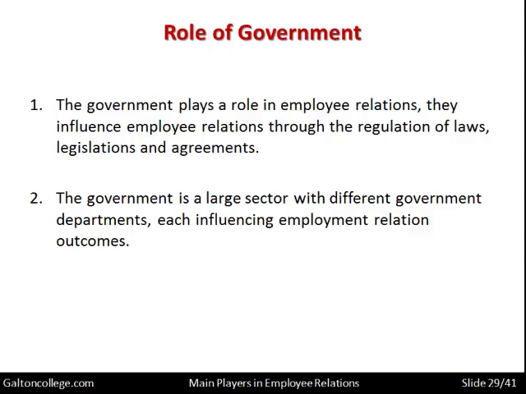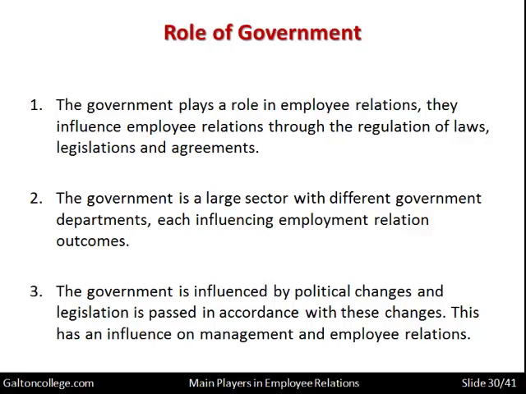So all the departments of government just about have some sort of influence on employee relations. And it's important that the government give a good example to the private sector in the conduct of employee relations. So the arguments set out by the trade unions must be countered logically by the arguments set out by management, which in turn will be countered again logically by the trade unions, to and fro, until finally a solution is found, an accommodation is found.